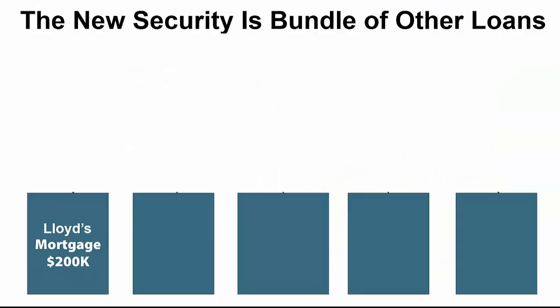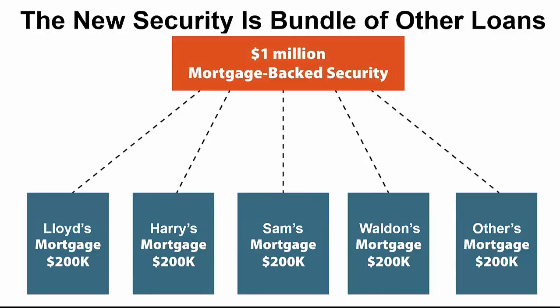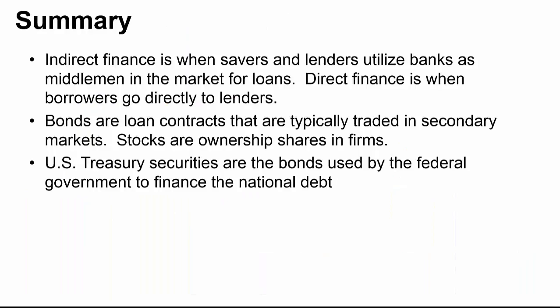So for example, Lloyd borrows $200,000. Harry borrows $200,000. Sam borrows $200,000. I borrow $200,000, and then other people do. What this securitization does is it combines all of these mortgages into one product that is worth $1 million. And then they cut this into little pieces and they sell shares of it to investors. Okay? That way, no one single entity is on the hook for Lloyd's mortgage. Okay? Or if Walden defaulted on his mortgage, it doesn't hurt one single entity that loaned him the money. It's spread out, okay?